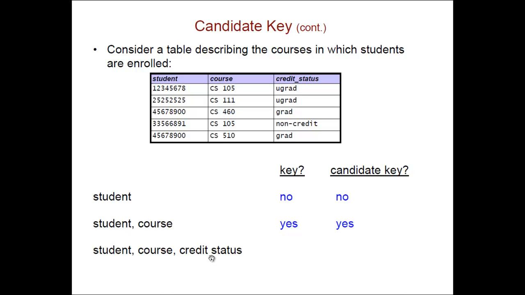If we then add credit status to student and course, that combination of all three columns is still a key, because a combination of student ID, course ID, and credit status is guaranteed to be unique. But it's not a candidate key, because credit status is unnecessary. I can take that out and still have a key, and therefore this combination is not minimal, and therefore it is not a candidate key.